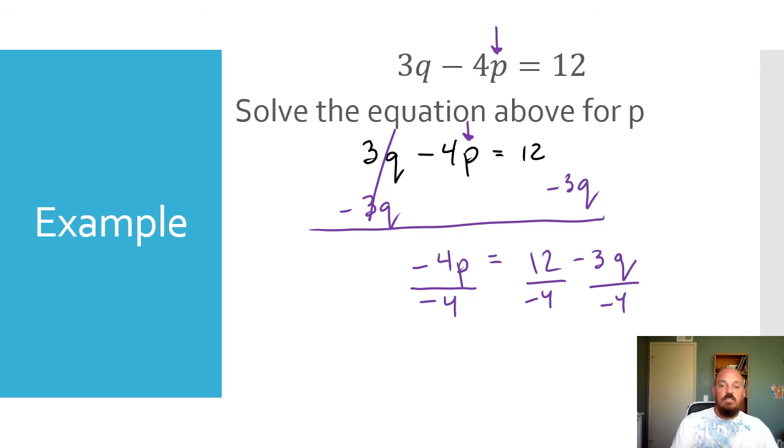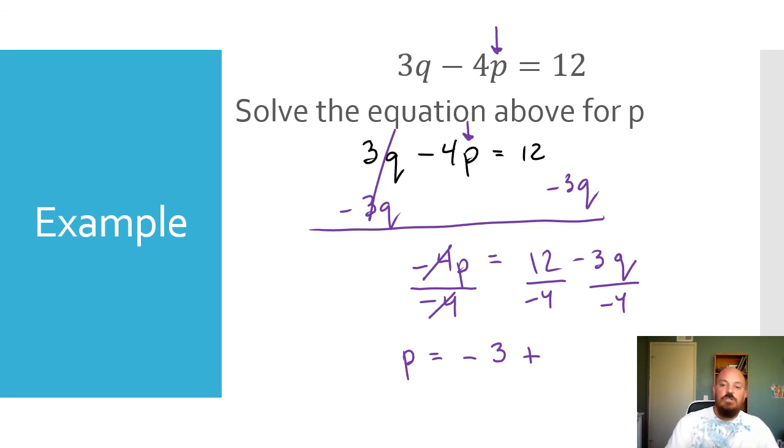Now this should be my final answer. The negative 4 cancels the negative 4 and just leaves p. Now let's simplify each of these. The first part is 12 divided by negative 4. That would be negative 3, because 12 divided by 4 is 3, and a positive divided by a negative is negative. Now the second part of my answer I can tell is going to be positive because it was a negative divided by a negative. You have negative 3q divided by negative 4. Negative divided by negative is positive.